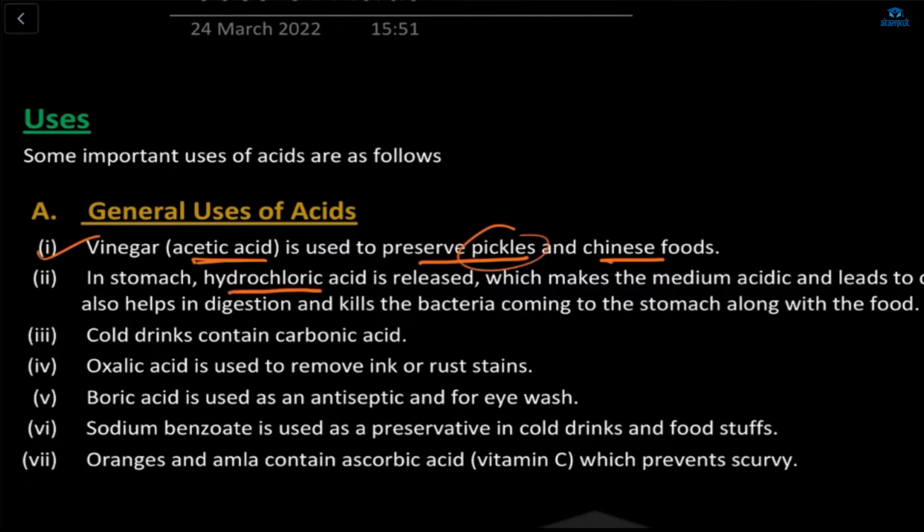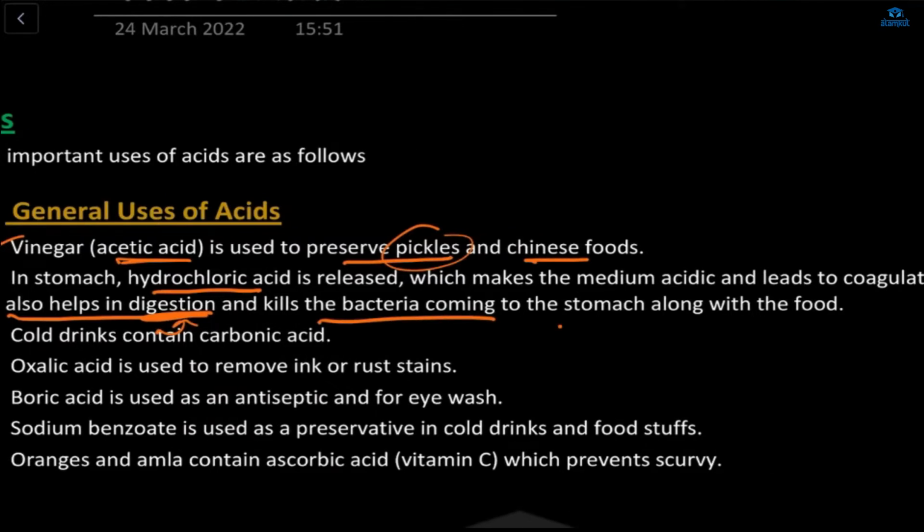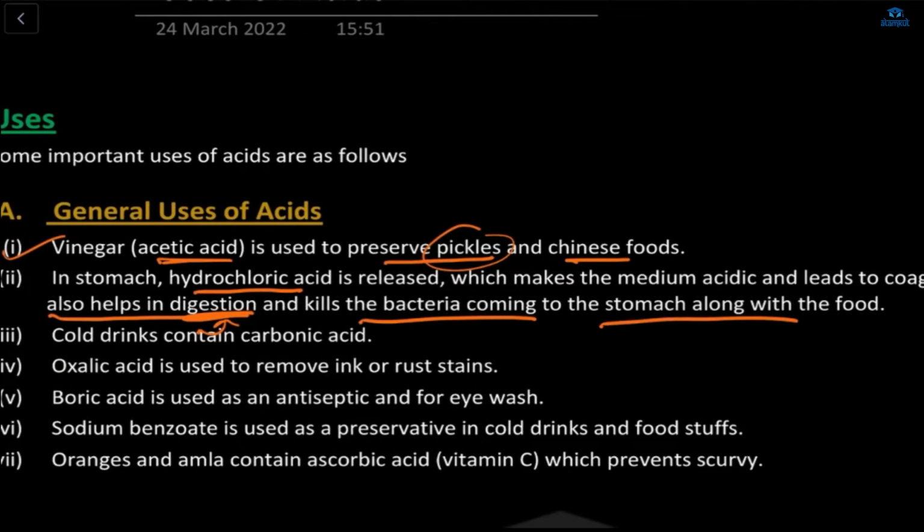Now in the stomach also hydrochloric acid is released. Why is hydrochloric acid released in the stomach? To digest our food. See, it's written also helps in digestion. This hydrochloric acid, HCl, helps in digestion and kills the bacteria coming into the stomach along with the food. If in our food the bacteria is present, then HCl will kill it and it will also help in digestion.